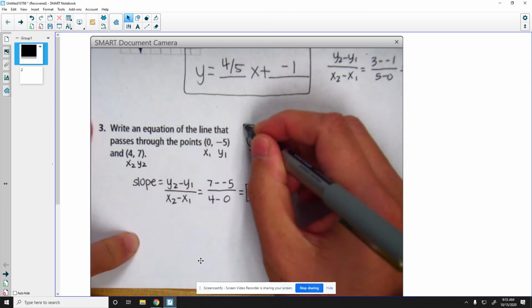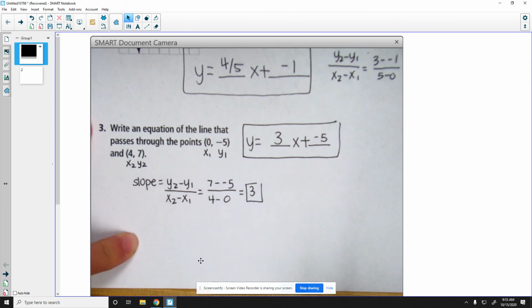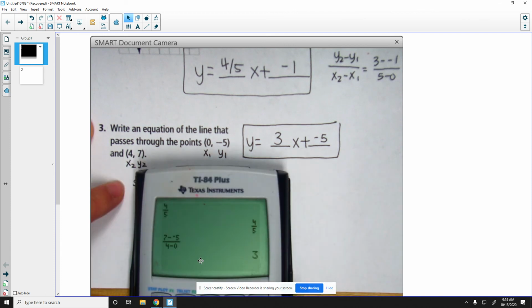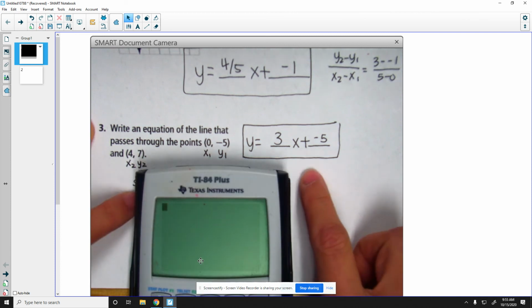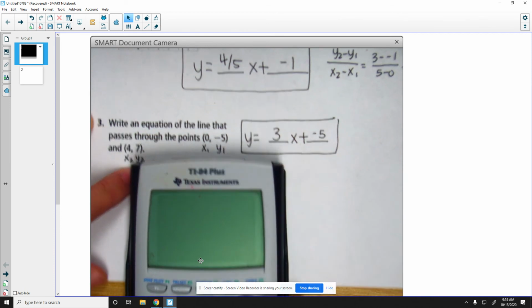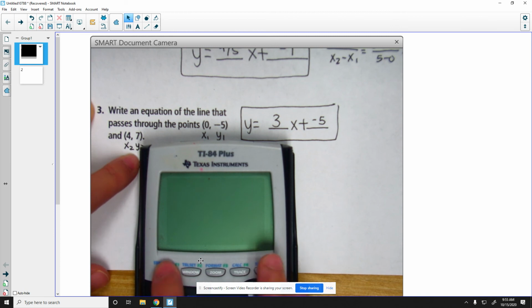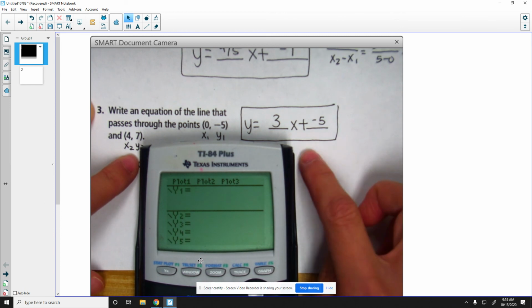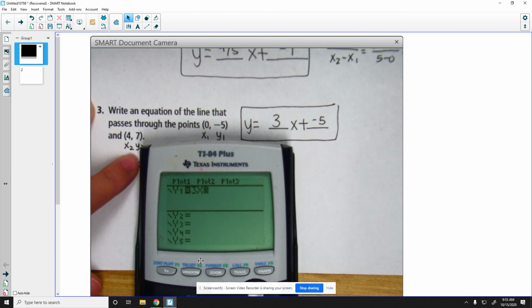Now, some of you are still kind of shaky on this. Like you're not very confident in your math skills. Let me tell you how you can double check your answer, okay? If you think your answer is y equals 3x plus -5, let's double check. So let's go to the y equals and graph it. So it's 3x. I'm not going to say plus -5. I'm just going to write -5.